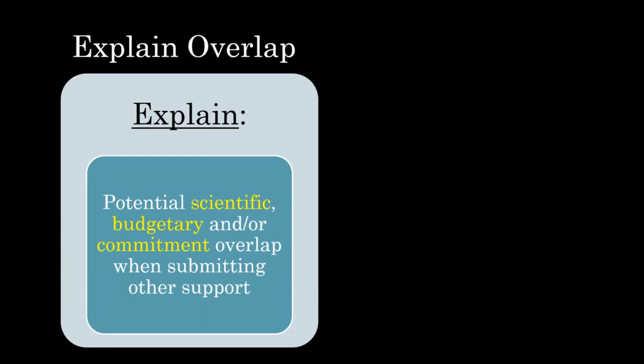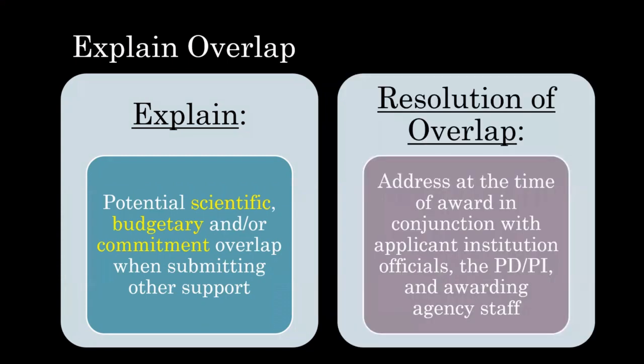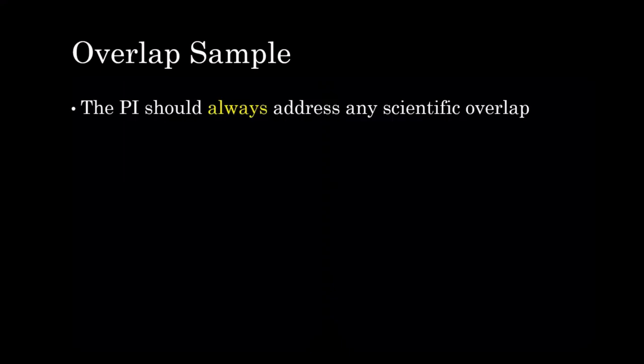And like I mentioned, we need to explain the overlap. So potential scientific, budgetary, and/or commitment overlap when submitting other support. And we need to also explain the resolution. So how are we going to solve the overlap? Address at the time of award in conjunction with the applicant institution officials, the PD/PI, and awarding agency staff. So we're going to explain the overlap and then also the resolution of the overlap.